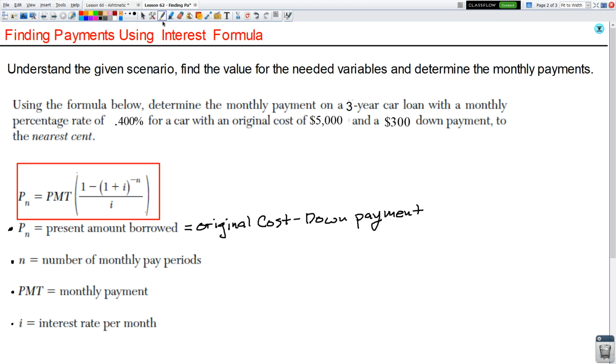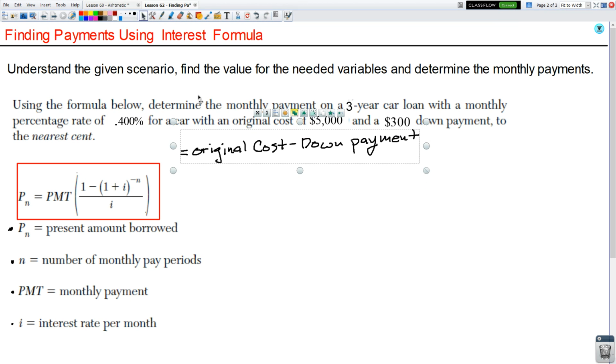To make some space, I'm going to move this here, which we know is for the present amount borrowed, which is the original cost minus the down payment. We know that if we want to use this formula, we have to find a value for each of those variables. So that's our first task. Let's read down the problem and see if we can figure out the value for each of those variables.